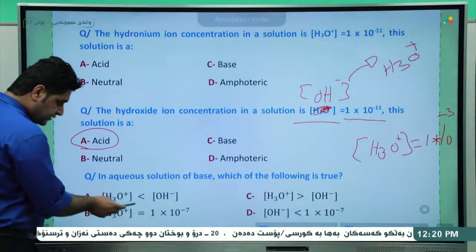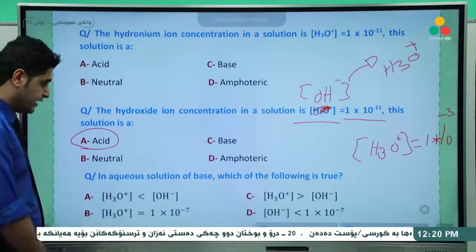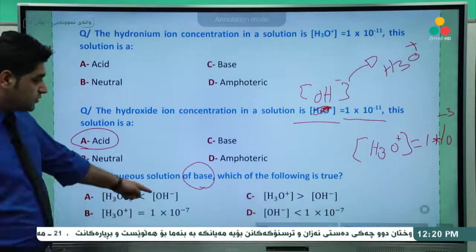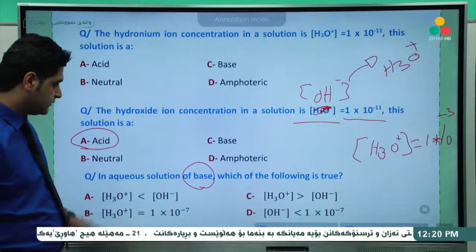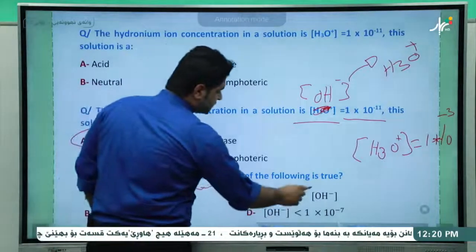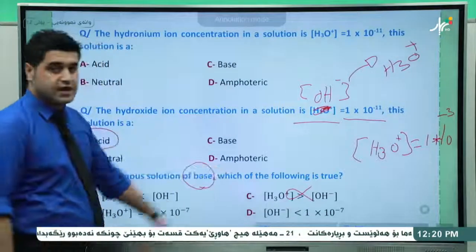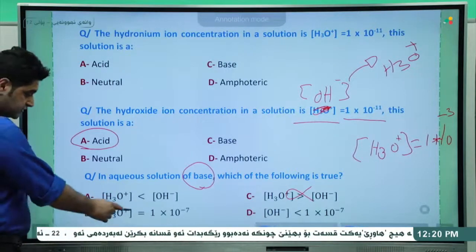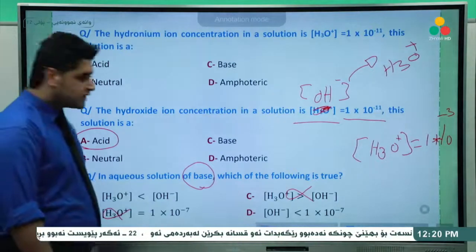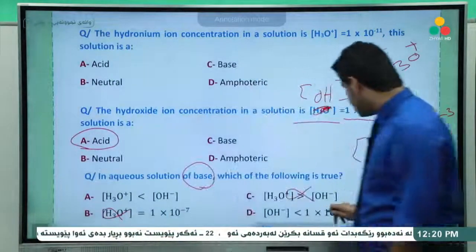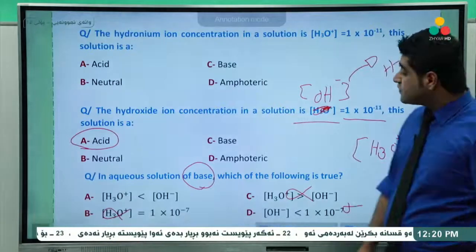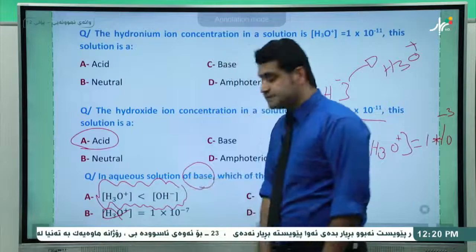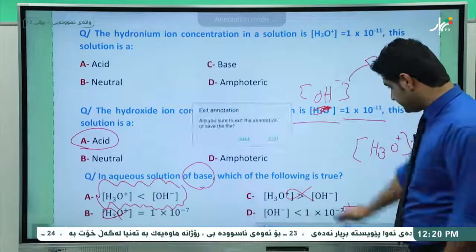Look, H3O smaller than OH, aqueous solution of base. H3O bigger than OH is not true. It relates to the acidic solution. H3O equal to 1 times 10 to the negative 7? No, teacher. It relates to neutral. And OH smaller than, no, even it's base. So the right answer is A. You see that? It's very easy.